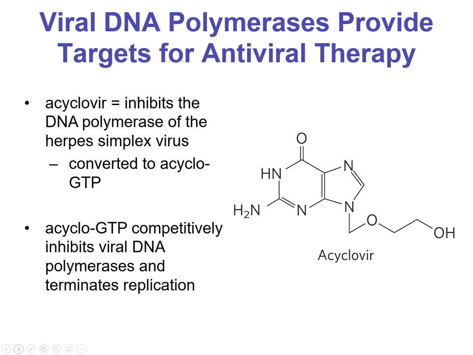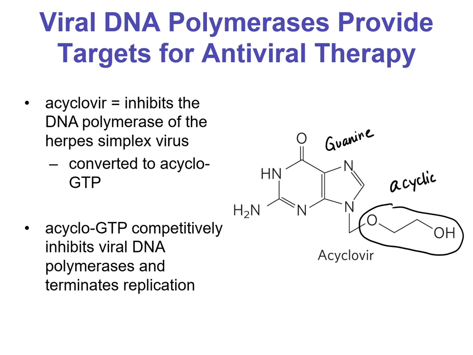Acyclovir inhibits the DNA polymerase of the herpes simplex virus. And what it is, is a GTP, or sorry, it is a G base, a guanine base. And instead of having this pentose ring, it is acyclic. So it's got all the components, but it doesn't form a ring.